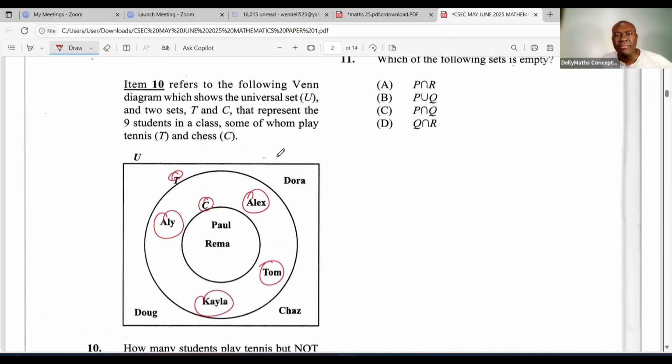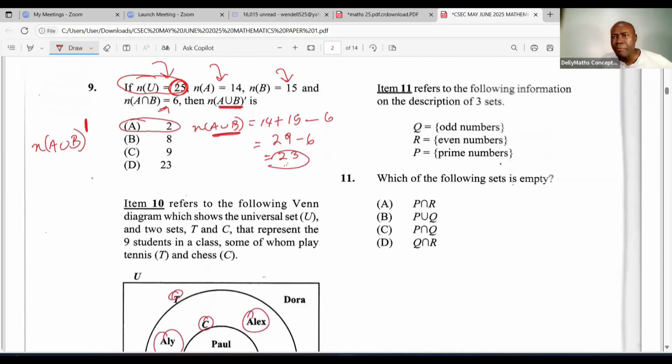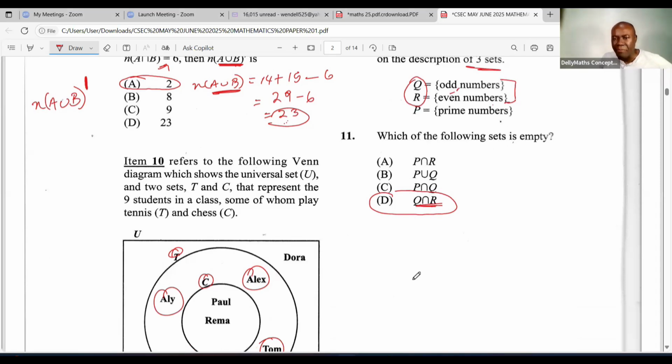Let's go for question 11. Question 11 refers to the description of 3 sets. So we have odd numbers, even numbers, prime numbers. Which of the following sets is empty? Empty set. Well, there is no even number that is odd. So if I see an intersection here, I know it's empty. Q intersect R is empty. So there is no odd and even number that are the same. So D is the answer for number 11. That's a repeat question again. All right.